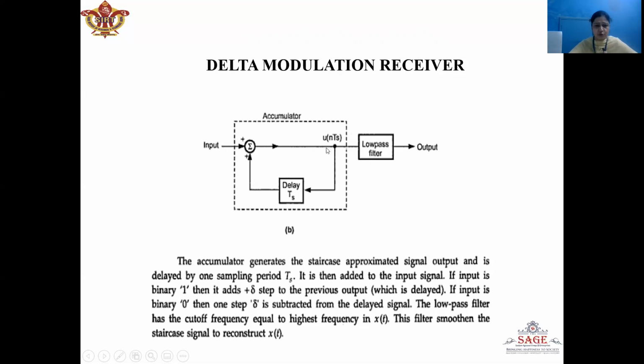Now this u(kTs) has values closer to the input signal x(kTs). So this u(kTs) will be given to the low pass filter. The low pass filter has the cutoff frequency equal to the highest frequency in x(t). This filter smoothens the staircase signal to reconstruct x(t). So at the output, we will get the signal closer to the message signal x(t).